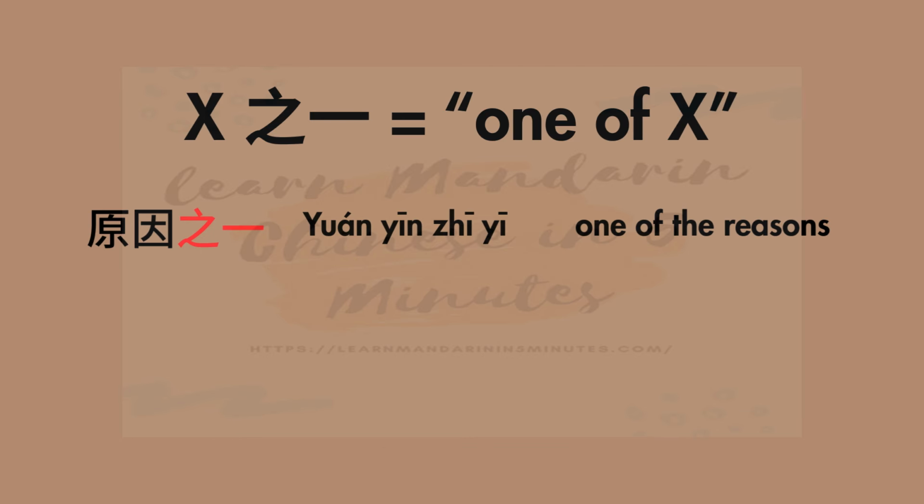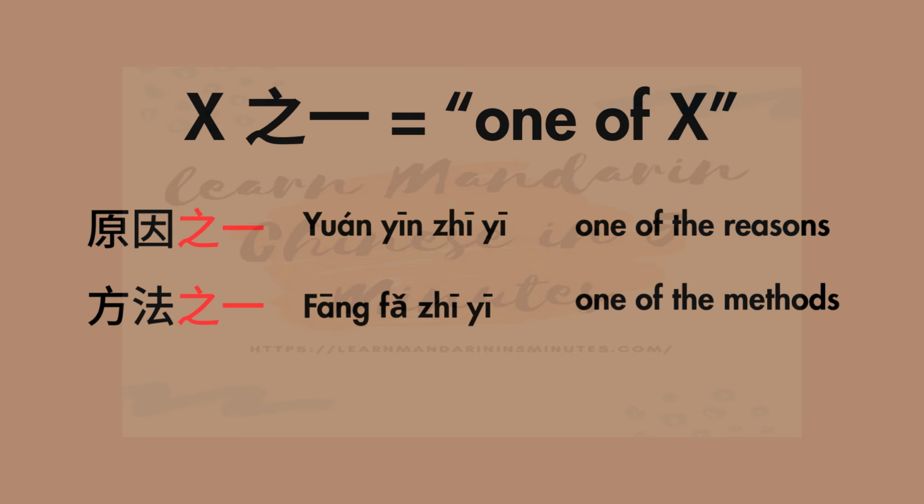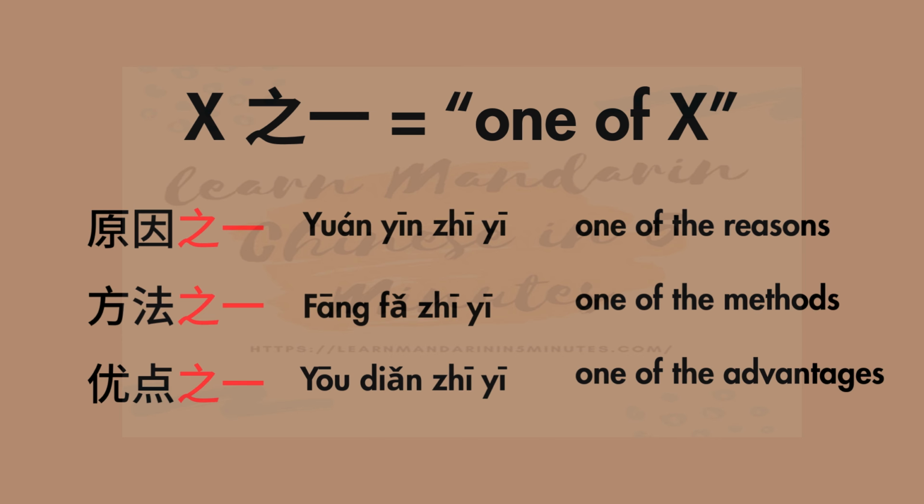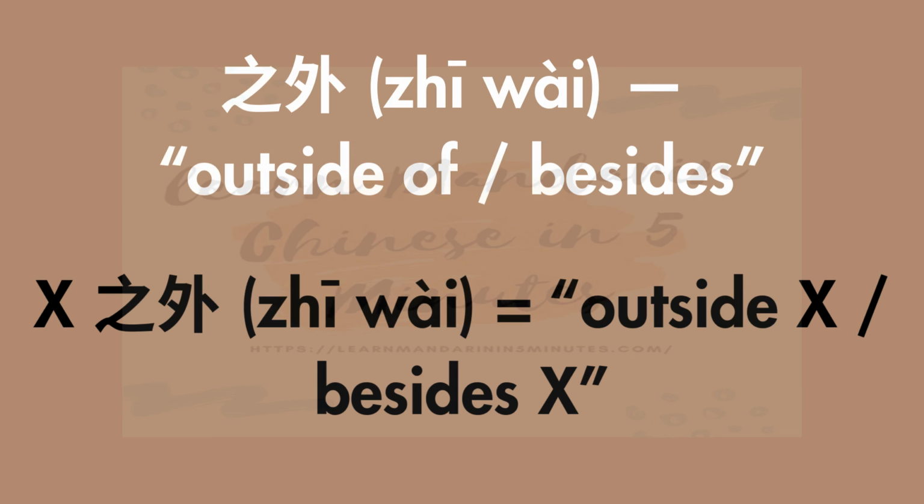For example, 原因之一, one of the reasons. 方法之一, one of the methods. 优点之一, one of the advantages. X之外 means outside the range of X. In English, it means besides X or apart from X. So 外 means outside. 之 is "of", or it links outside to X.